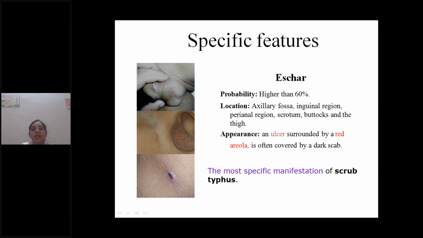Specific features of an eschar. Probability: more than 60% of the people infected with this usually acquire an eschar. And location: axillary fossa, inguinal region, perianal region, scrotum, buttocks, and appearance. It is usually surrounded by a red areola and covered with a black scab.